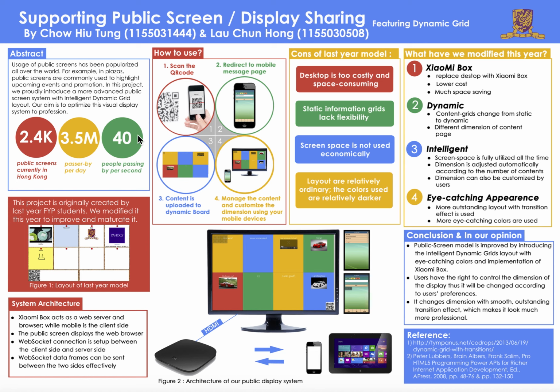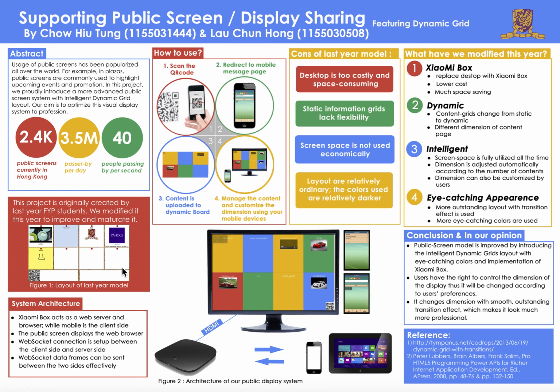For problems like when we want to share some content, for example an image, to a group of people at one time, we can achieve this by this model because we can just post the content onto the server and the server will output the display to the display system so everyone can enjoy seeing the content. This project was originally created by last year's FIP student and we modified it this year to improve and mature it. The layout of last year's project is actually like this.